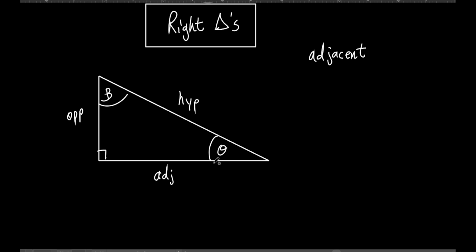What never changed? Hypotenuse. Because the hypotenuse is always what? Opposite the right angle. Okay? Everybody with me on that? All right, enough of that.